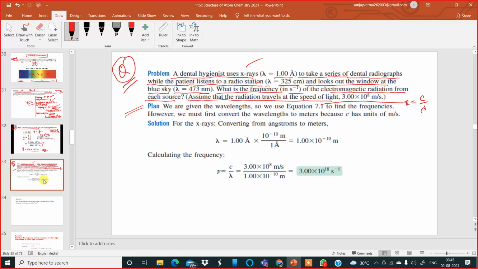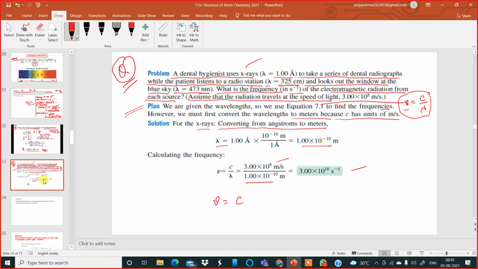Now, to do this sum, a hint is given. We are given the wavelength, so we can use the equation nu is equal to c by lambda. Now to find the frequencies, however, we must first convert the wavelength to meters because c has units of meter per second. So the lambda for the radio waves has to be converted into meters. First, for the X-rays, converting from angstrom to meters, then calculate the frequency. For the X-rays, nu is equal to c by lambda, speed of light over lambda.